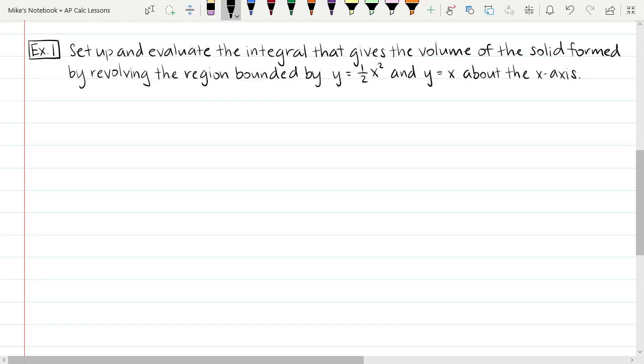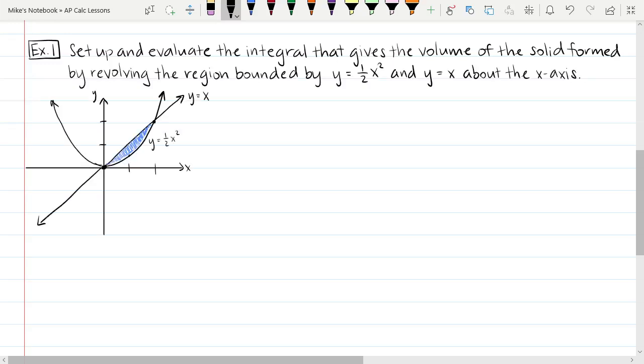All right, so our first example says, set up and evaluate the integral that gives the volume of the solid formed by revolving the region bounded by y equals 1/2 x squared and y equals x about the x-axis. All right, so let's go ahead and first take a look at what this region is. So we're going to sketch the graphs here. Okay, so the region looks like this. We've got y equals 1/2 x squared, so that's just our parabola, and it's been vertically compressed. And then y equals x is, of course, just this line at the 45-degree angle. And so the region is right here, enclosed by those two functions.